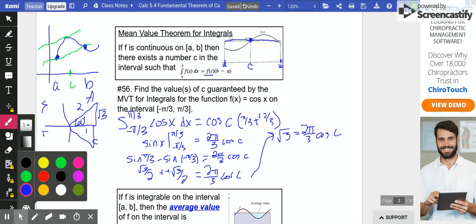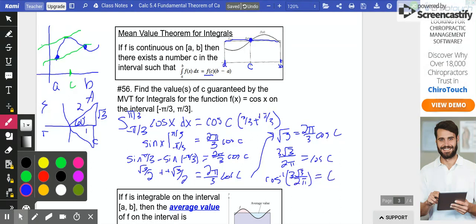And then I'm going to multiply by the reciprocal here. That gives us 3 root 3 over 2 pi equals cosine c. This is obviously not something that we can do using special triangles, so you're just going to have to do that in your calculator. You're going to have to take the inverse cosine of 3 root 3 over 2 pi.